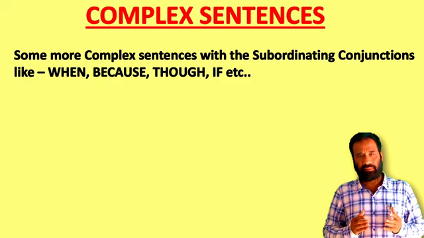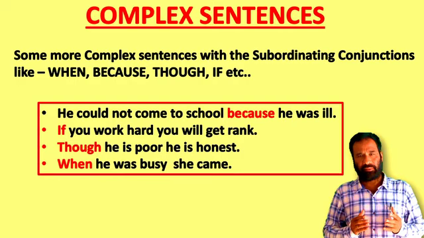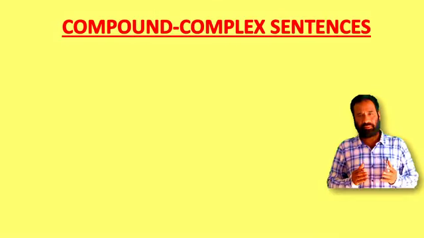Subordinating conjunctions like when, because, though, if, etc. are usually used in complex sentences. Study the sentences. He could not come to school because he was ill. If you work hard, you will get rank. Though he is poor, he is honest. When he was busy, she came.